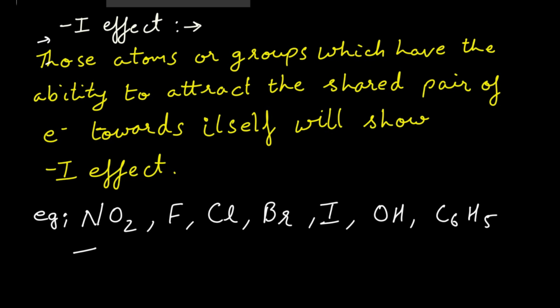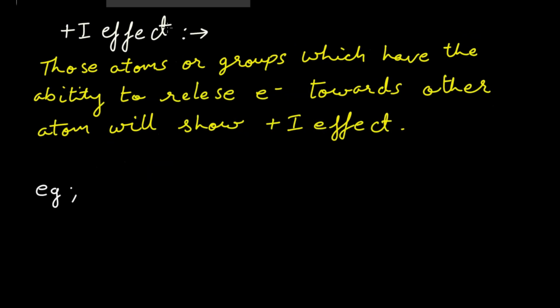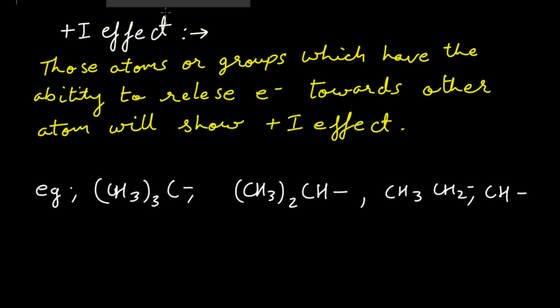Now let's move to the plus I effect. For plus I effect, those atoms or groups which have the ability to release electron towards the other atom will show plus I effect. And groups which can release electron towards other atom are generally methyl groups. This is your tertiary alkyl, this is secondary, this is primary, and this is simple alkyl group.